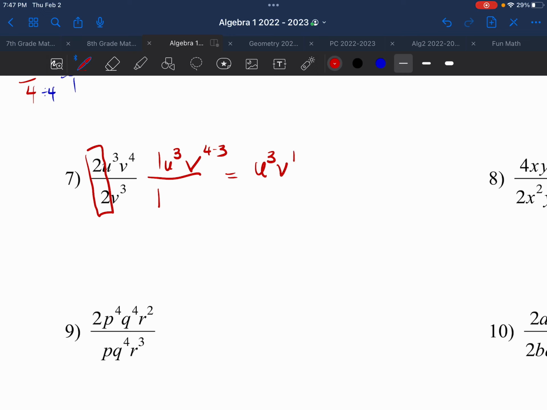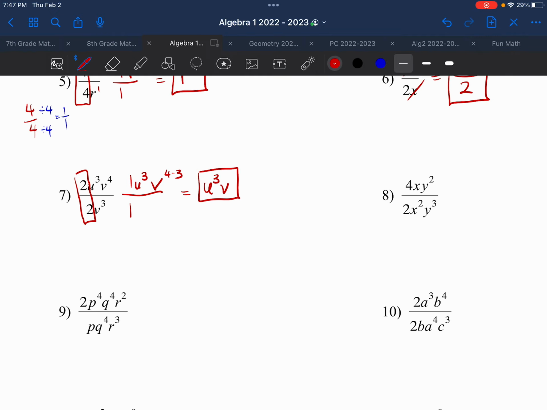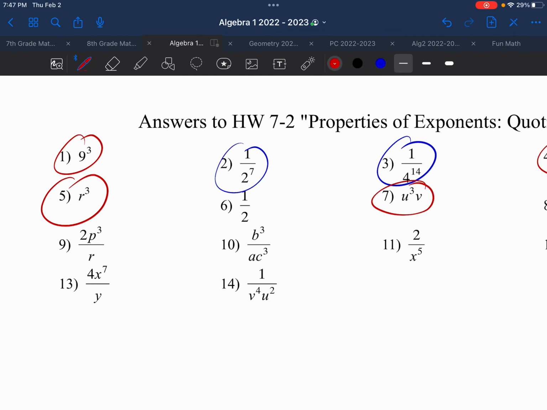But usually, again, we don't write that 1. We don't write the 1 in the denominator. We don't write the 1 in the power. I'm just going to undo until, yes, right there. That's usually how we write our simplified answer. U cubed v. Let's check number 7. U cubed v, U cubed v.